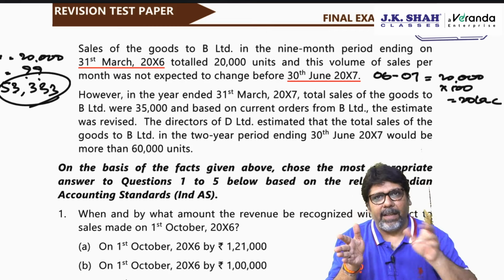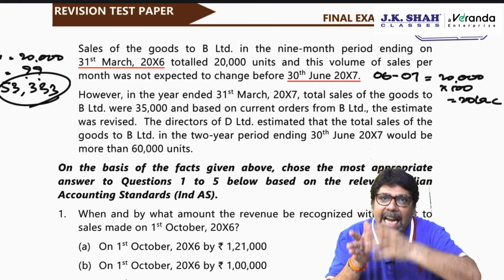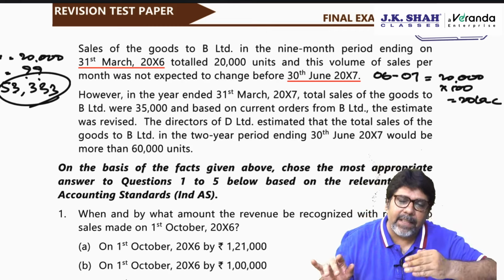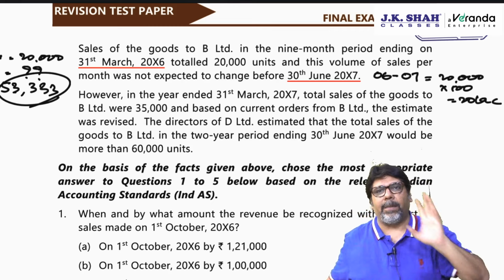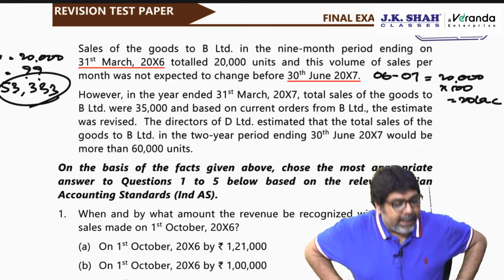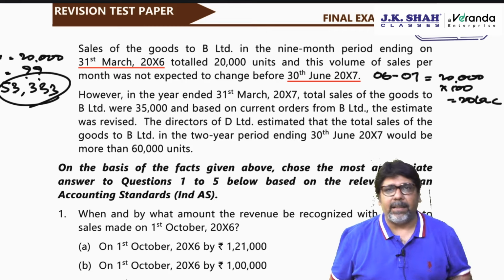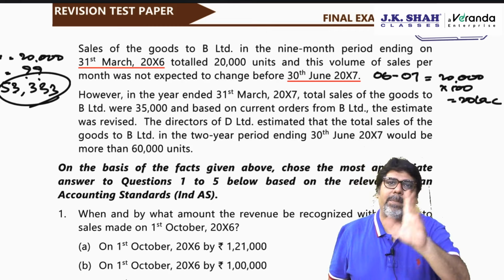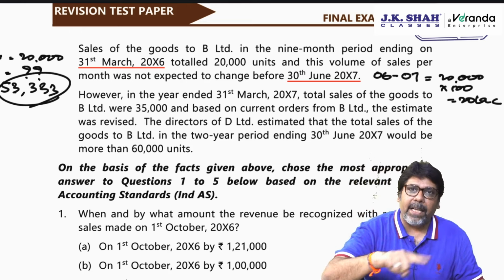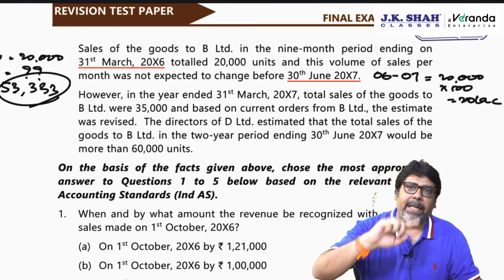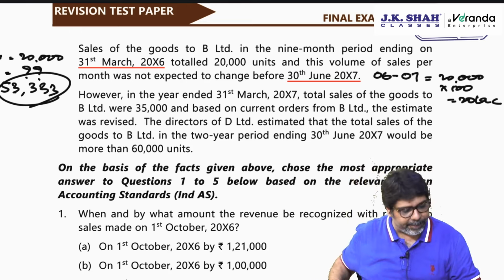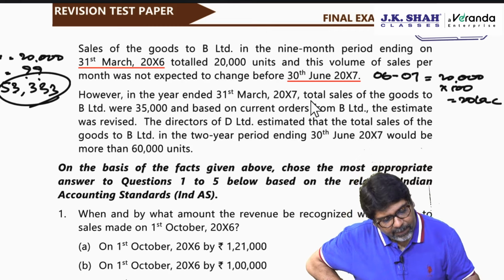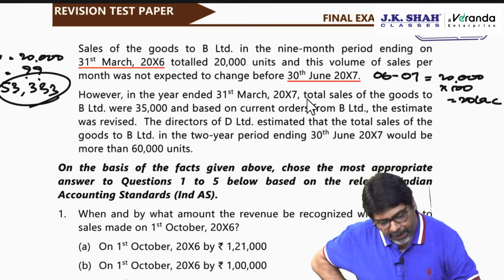They are saying that they have sold 20,000 in 9 months and the rate of sale per month is not expected to change. So at this rate over a 2-year period, that is 24 months, they are expected to sell 53,333, which is less than 60,000. Therefore, they can recognize the sales at 100 rupees only. The sales can be recognized at 90 rupees provided they expect the sales to cross 60,000. Correct?